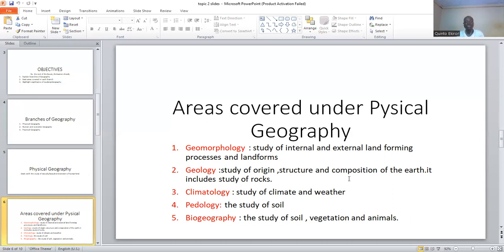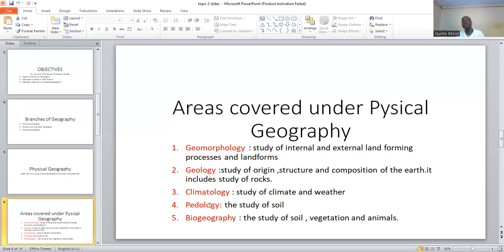Number four is pedology. Pedology deals with the study of soil. For example, soil and its characteristics and components. We have the components of soil such as living organisms, organic matter, humus, air, water, and so on. That is under pedology as an area covered in physical geography. Understood up to there?